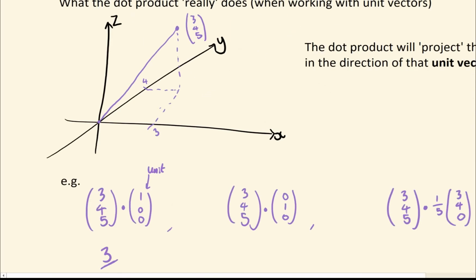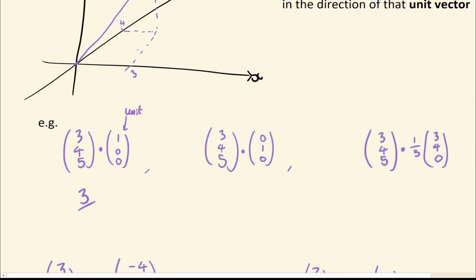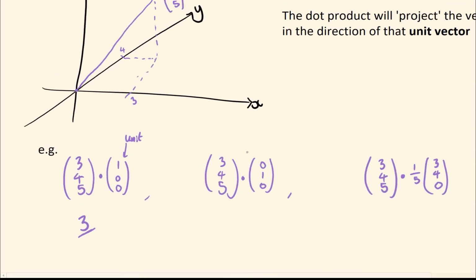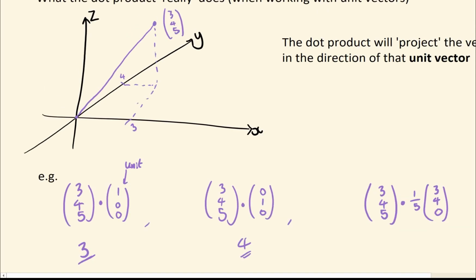I could also do the exact same thing. I could do 3, 4, 5 dotted in the y direction. That will basically pull out this number here, and that says I'm going 4 units, or 4 centimetres, whatever, in the y direction. Which again, you can see really obviously: I've gone 3 squares along, 4 squares in the y direction, 5 squares up.